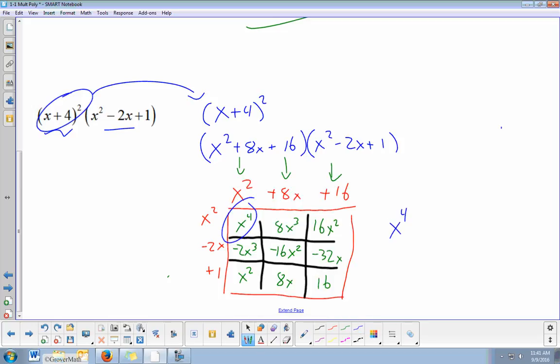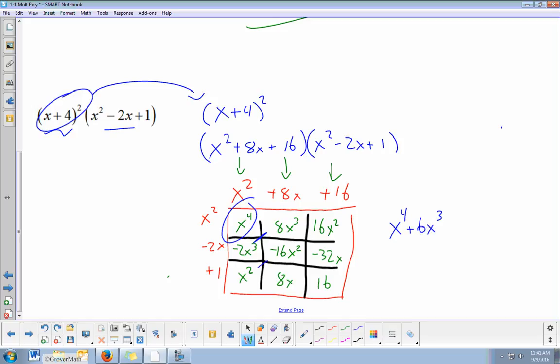So x to the fourth, then combining these, I have a negative 2 and a positive 8. That's a positive 6x cubed. And we always list these in exponent descending order. So my highest exponent down to my constant without anything. And the highest exponent is called the degree of the polynomial. So this is a degree 4 polynomial.